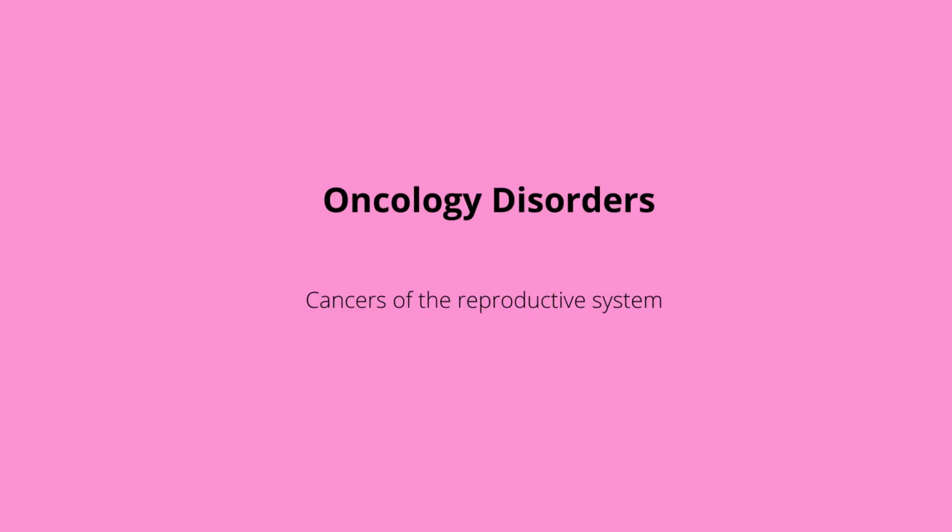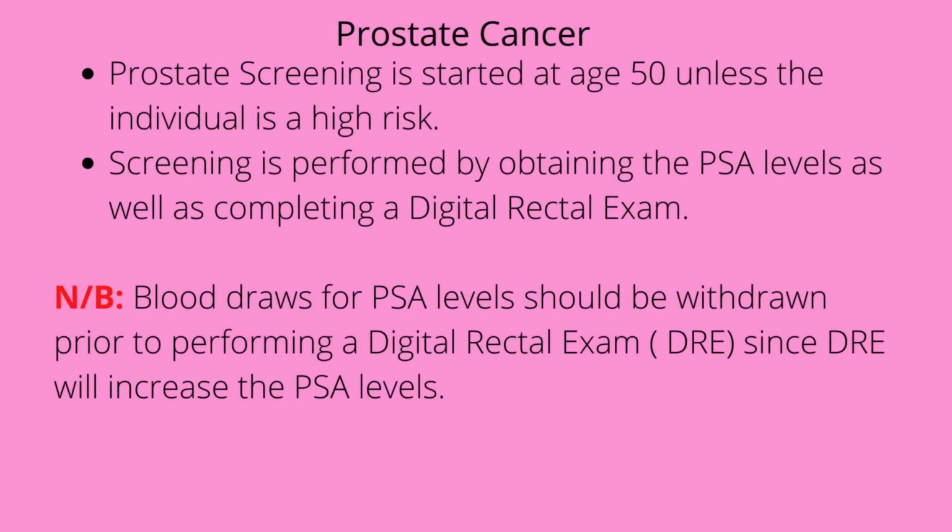So in this video, we're going to start talking about cancers of the reproductive system, okay? And let's start with our males. With the males, we'll talk about prostate cancer. Prostate cancer is a common cancer. And when do we start screening for this? We actually start screening for it at the age of 50, unless the individual is of high risk. And we'll talk about the risk factors.